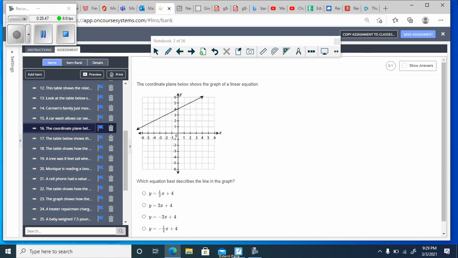Okay. The coordinate plane below shows the graph of a linear equation. Which equation best fits the graph? Okay, we know that our b is 4. All of them are 4. We just need to find the slope. Slope is rise over run. Up 1 over 2, right? So that would be up 1 over 2. There's your answer.